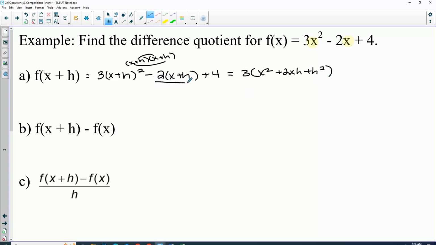Okay, this one I can distribute my negative 2. So negative 2x minus 2h plus 4. So final step, if we distribute the 3, we get 3x squared plus 6xh plus 3h squared minus 2x minus 2h plus 4.